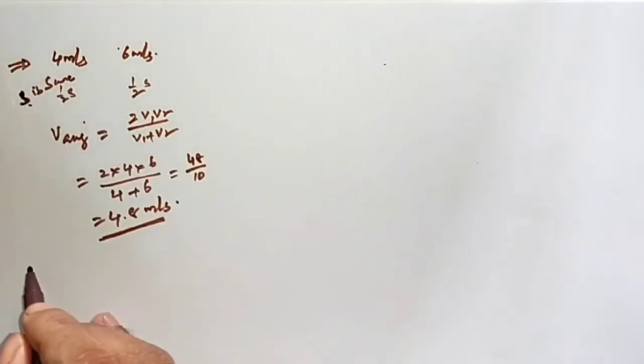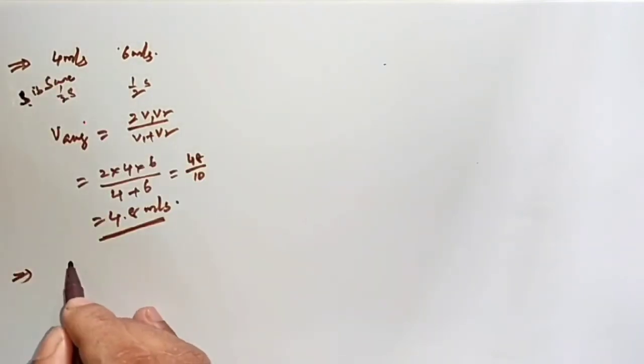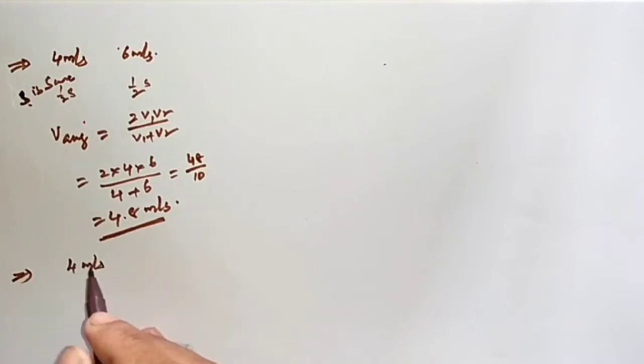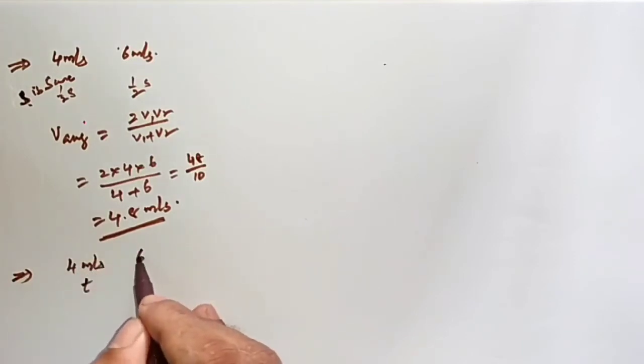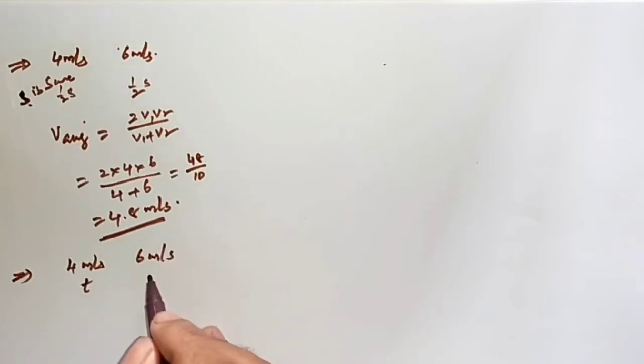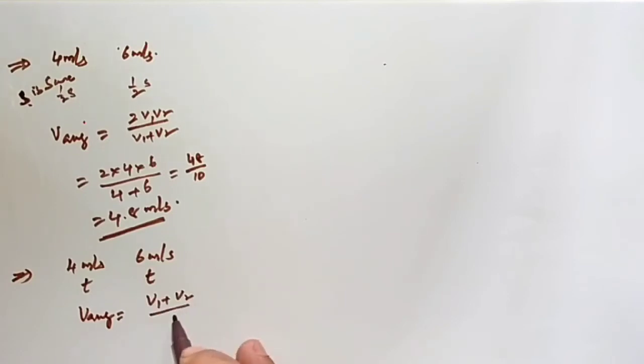Now let us see the same problem if the time intervals are the same. It moves with 4 meters per second for a time t and 6 meters per second for a time t. We don't know the distance here. Right? Time intervals are equal. Then what is our formula? When time intervals are equal, it is simply (v1 + v2) by 2.